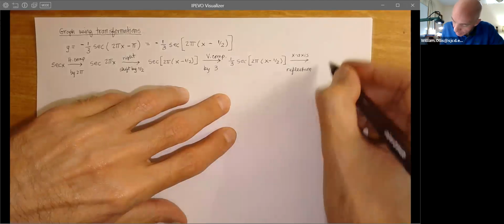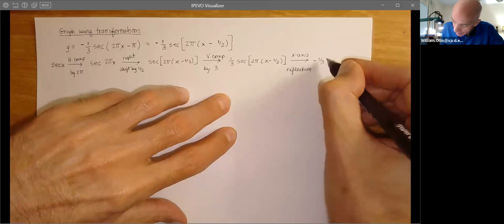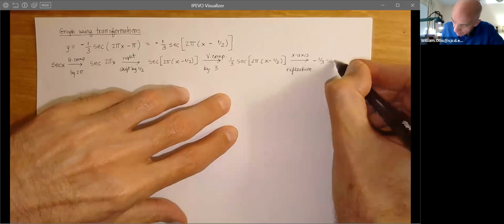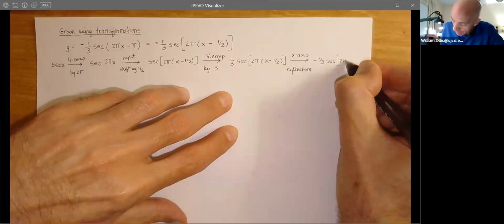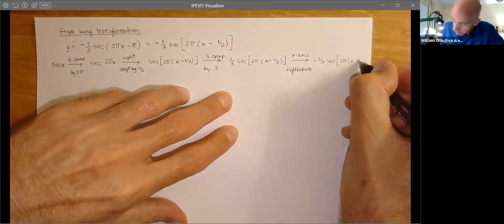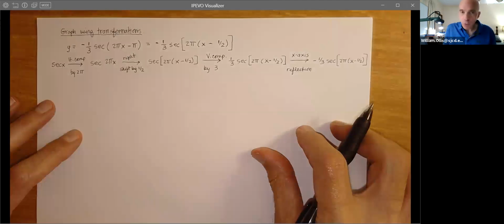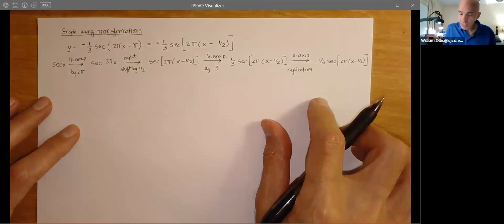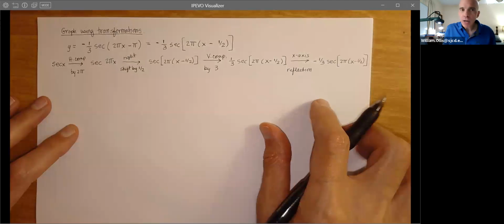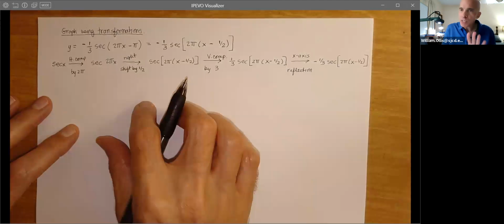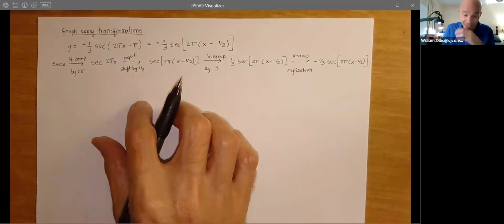So this will be a negative 1/3 secant 2 pi x minus 1/2. Okay, so we've got 4 transformations going on. So let's just see, again, we want the principal branches, just one complete cycle, that's it.